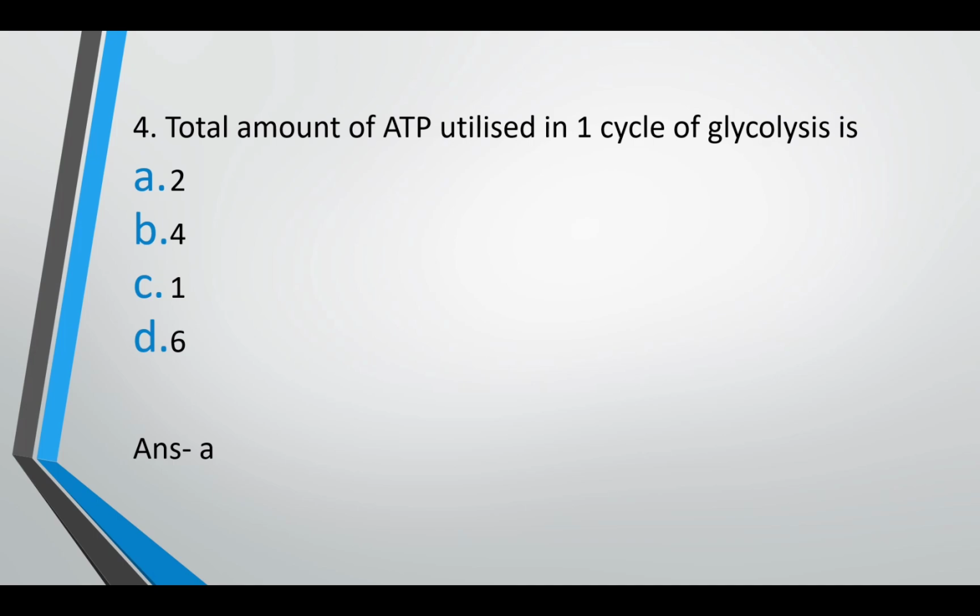The name itself reveals it. Glucose getting converted to glucose 6-phosphate, phosphate is being added. So ATP gets converted to ADP. Fructose 6-phosphate gets converted to fructose 1,6-bisphosphate, means 2 phosphate groups would be there. So again our ATP is used. So total of 2 ATP gets utilized in one cycle of glycolysis.